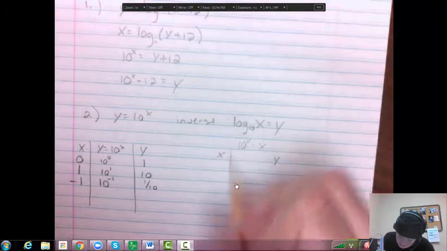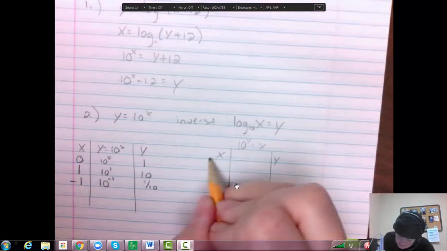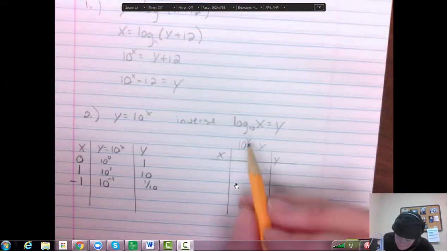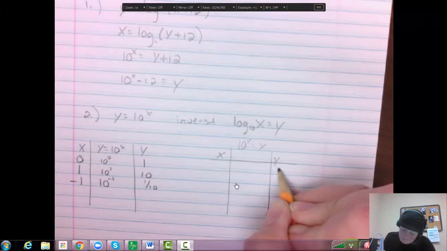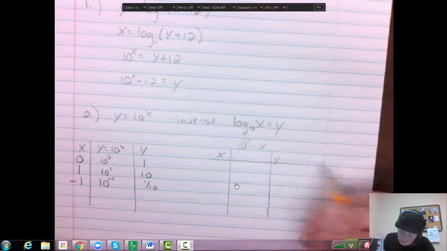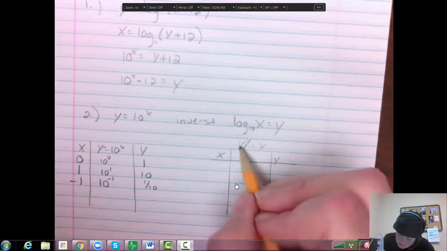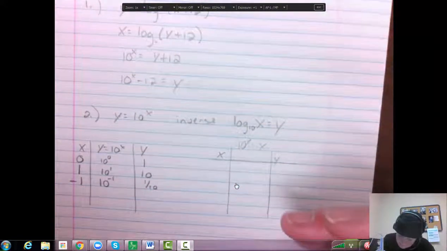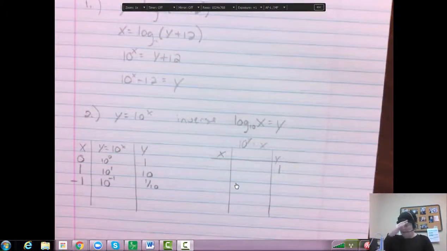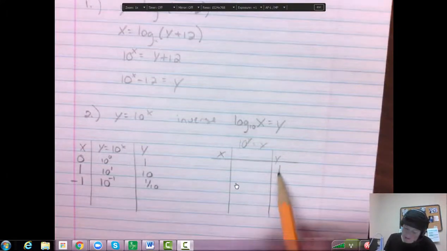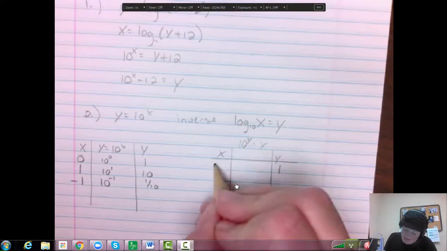But another way to do your chart really easy on an inverse is, well, let's look at the first number on our own. If I put a number in for y, that's easier. So what if I put in 1 for y? Wait. 10 to the y equals x. It should switch every single point, so I'm thinking wrong. Okay, if I put in a 1 for the y, I would get out 10.